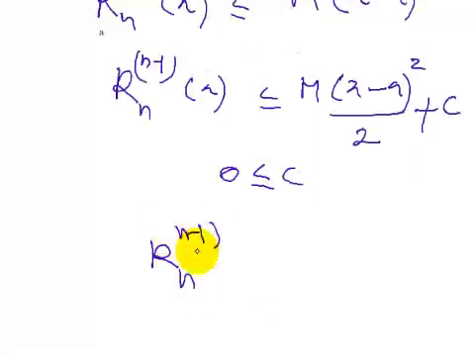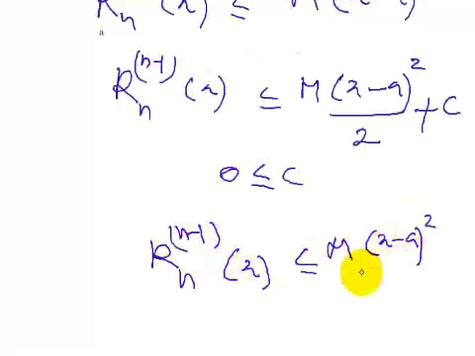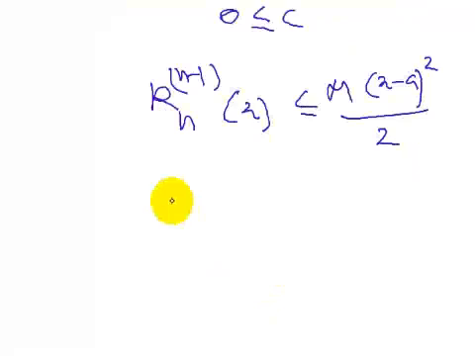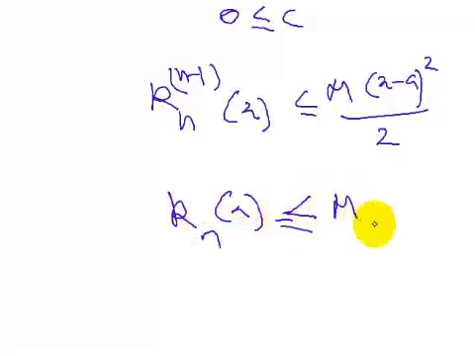Then the n minus 1 derivative of x is equal to m times (x minus a) to the power 2 plus... and here you can see the pattern. So R_n of x would be less than or equal to m times |x minus a|, this distance, to the power n.